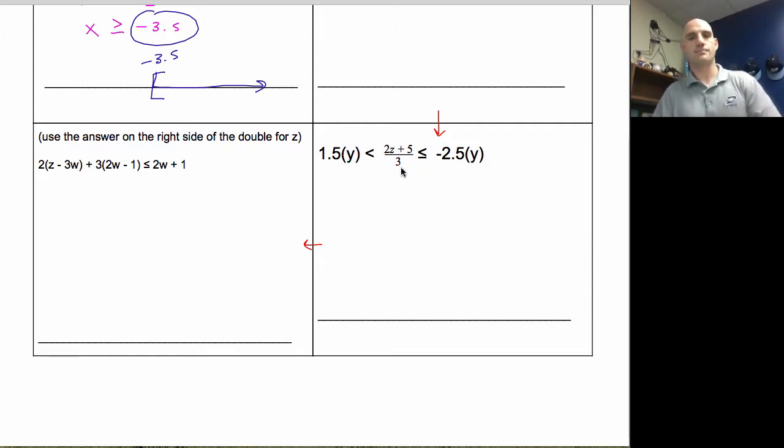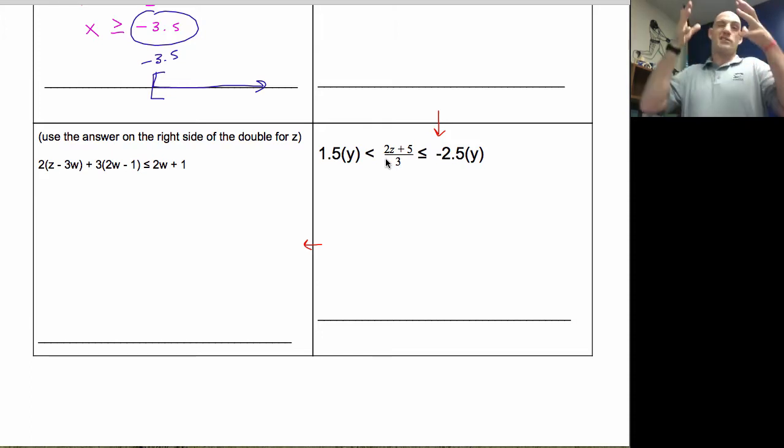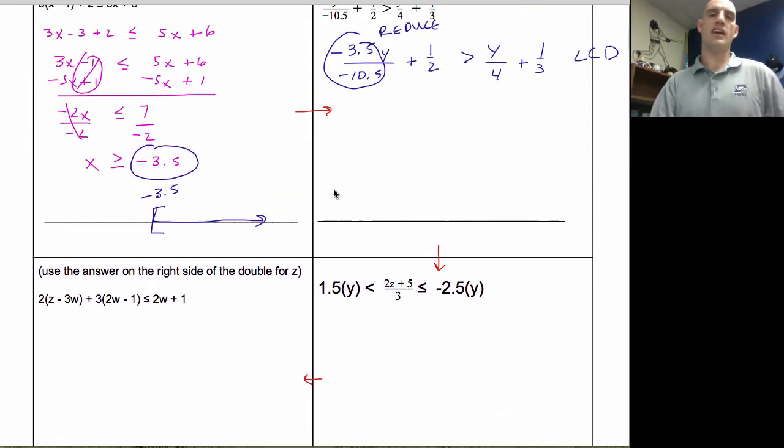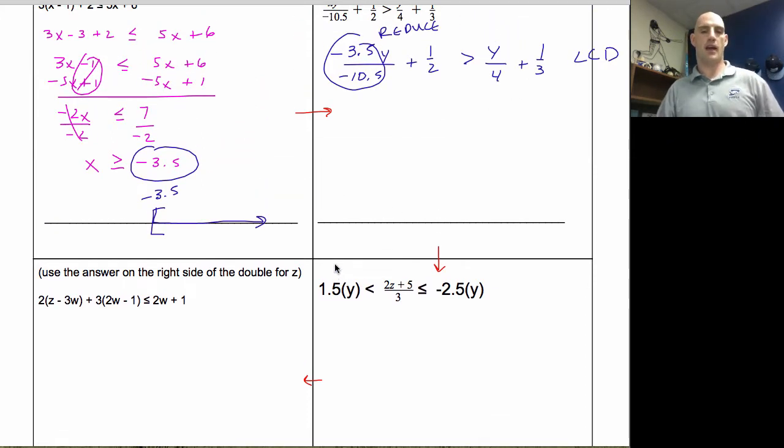Here's a double, and when I do a double, I'm just going to do a couple of steps in general. I see the middle, so I'm actually going to solve what's in the middle, okay? Because look at this. Once I get y, I'm going to plug it in. This is going to end up being a number. This is going to end up being a number. So I'm going to have a number is less than an expression is less than or equal to a number. So I'm actually going to solve what's in the middle.